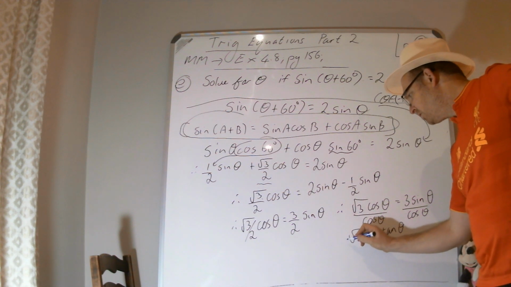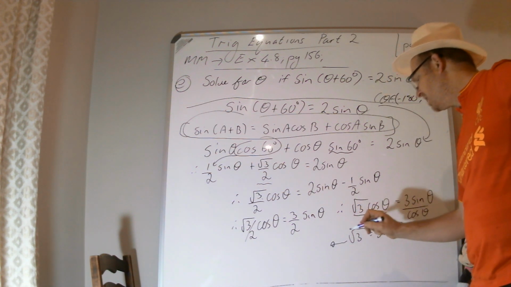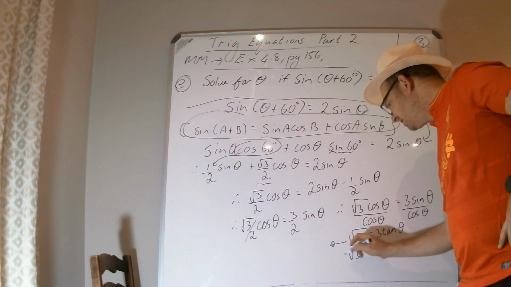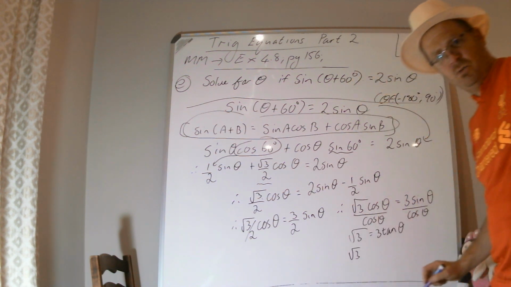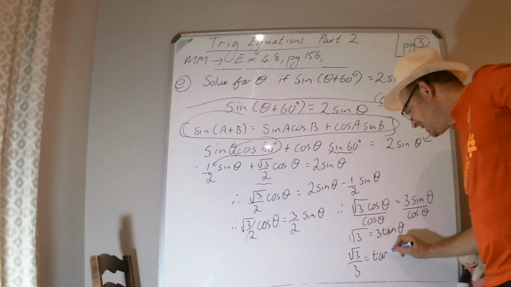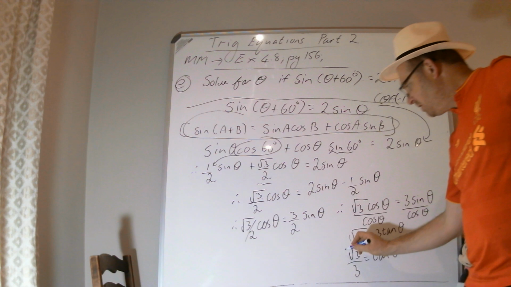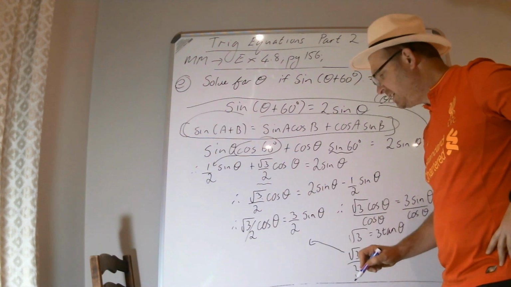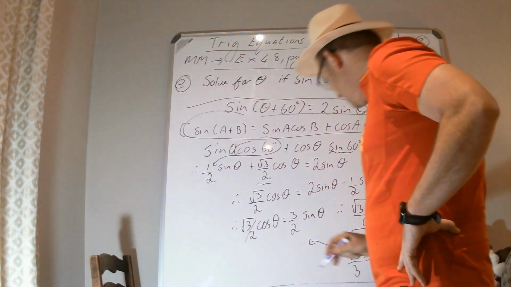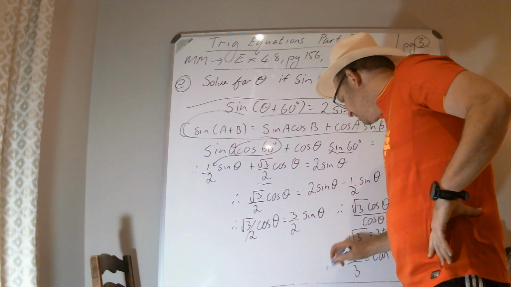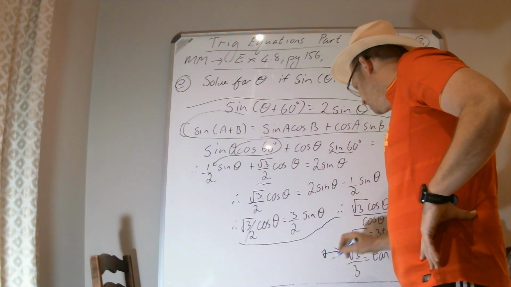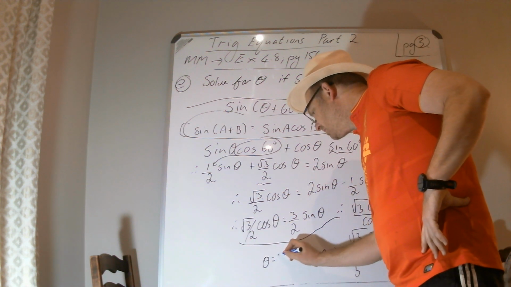So root 3 over 3, I'm going around in circles, I do apologize. Root 3 over 3 is equal to tan theta. And Genya, if you use that magic instrument called the calculator, it says to you that you'll get an answer of 30 degrees. Okay, so theta is equal to 30 degrees.